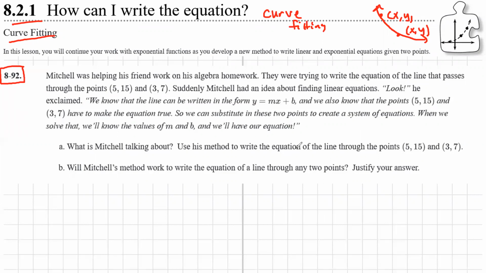What is Mitchell talking about? Use his method to write the equation of the line that goes through these 2 points. Will Mitchell's method work to write an equation of a line through any 2 points?